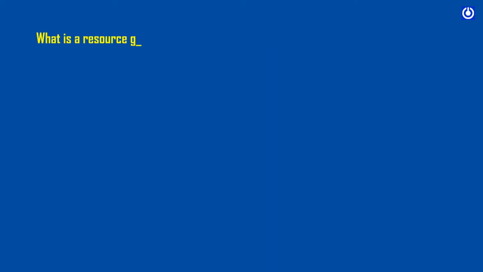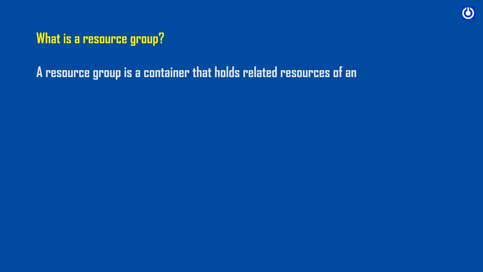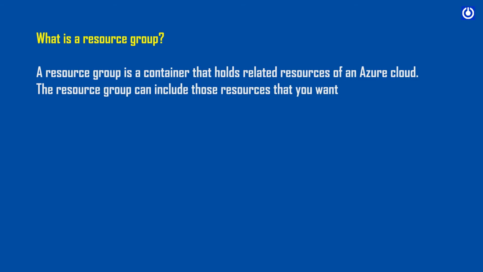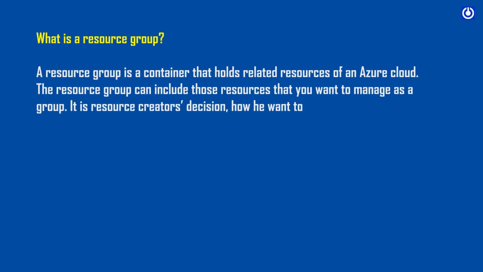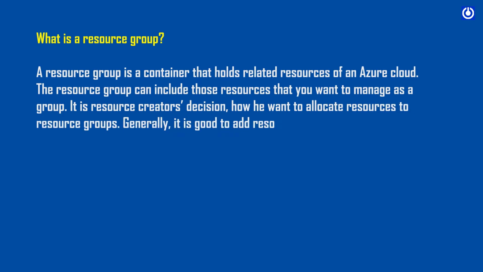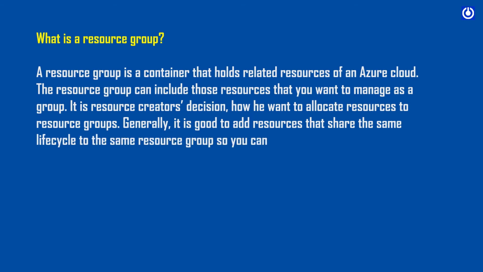What is a resource group? A resource group is a container that holds related resources of an Azure cloud. The resource group can include those resources that you want to manage as a group. It is the resource creator's decision how he wants to allocate resources to resource groups. Generally, it is good to add resources that share the same lifecycle to the same resource group so you can easily deploy, update, and delete them as a group.